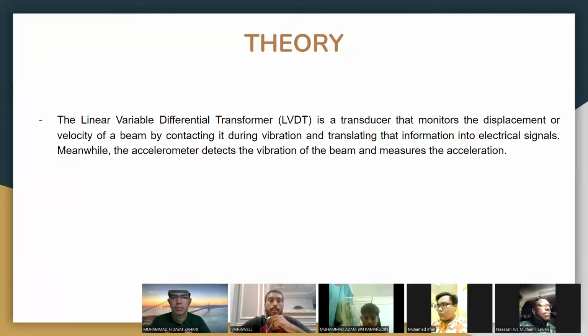The linear variable differential transformer, which is known as LVDT, monitors the displacement or velocity of the beam by contacting it during vibration and translating the information into electrical signals. The accelerometer detects vibration of the beam and also measures the acceleration.